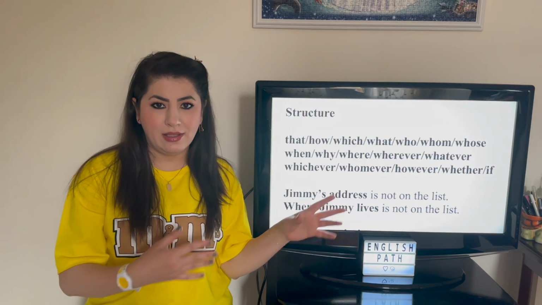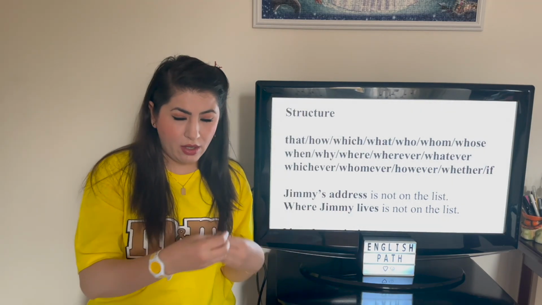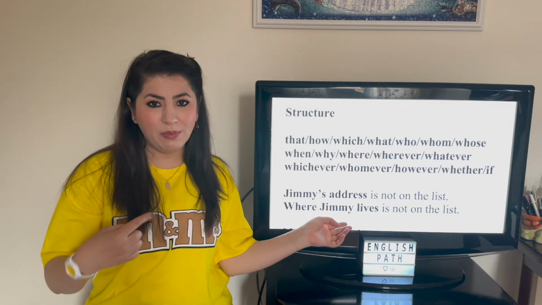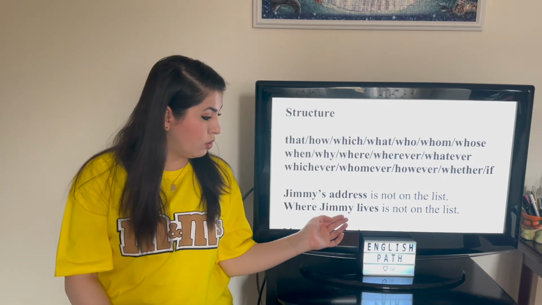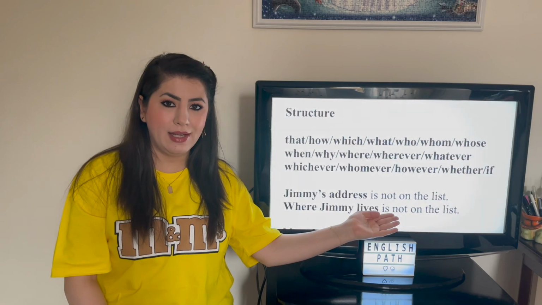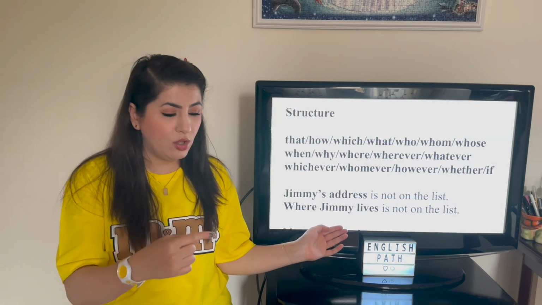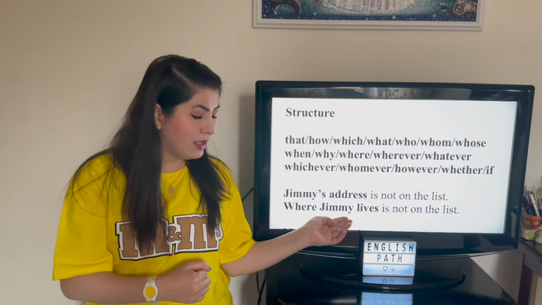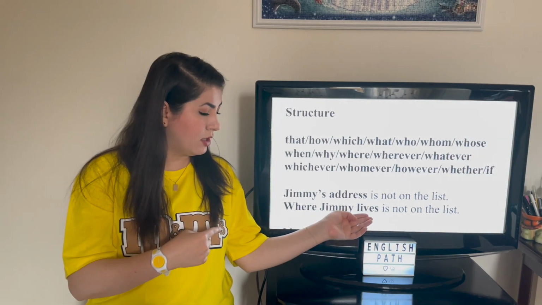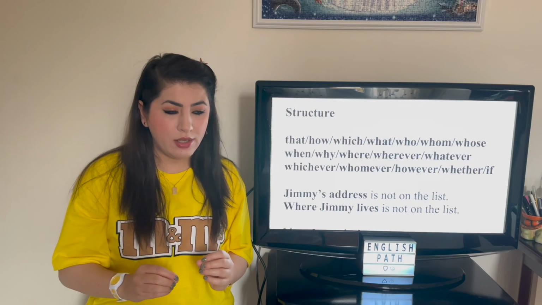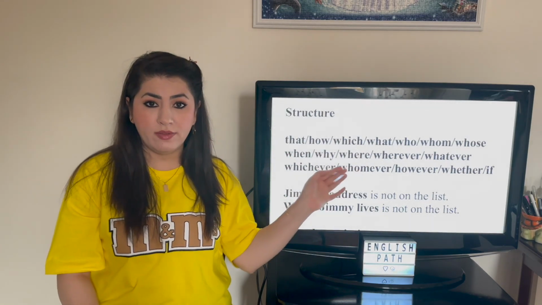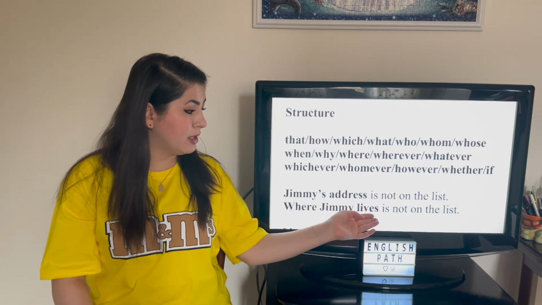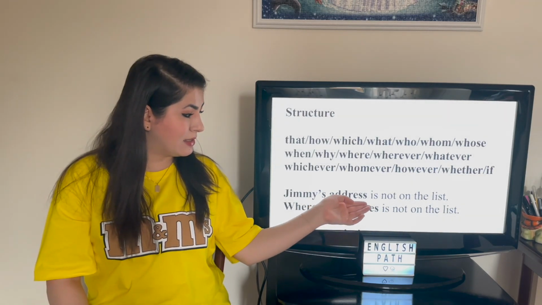Jimmy lives at that address, right? In a home, in an apartment, in a house, whatever it is. So that place is where he lives. So where he lives is not on the list. Let's check if it is a clause. It has a subject, Jimmy, and the verb is stating something about Jimmy: lives. So we're safe. It is a clause. It starts with one of these words, in this case, where, and it's used as a noun, as the subject of the sentence.